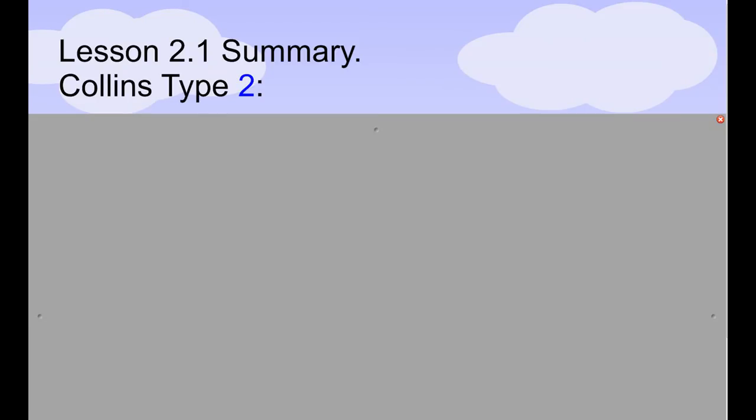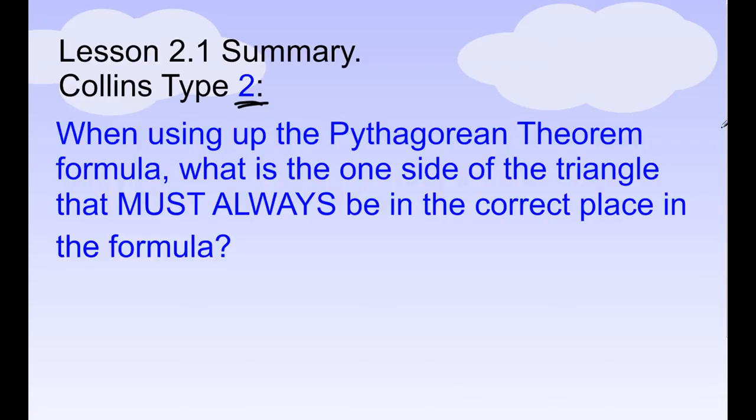Okay, so for our summary, now this is lesson 2.1, and this is going to be a type 2. So I'll be grading you on the correctness of your response. So make sure you take some time and effort and make it a good one. The question says, when using the Pythagorean theorem formula, what is the one side of the triangle that must always be in the correct place in the formula? There's a couple sides. It doesn't really matter in the formula where they go, but there's one side that always has to be in a specific place. What is that one side? Go ahead and answer the question.